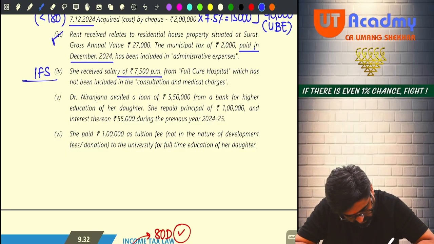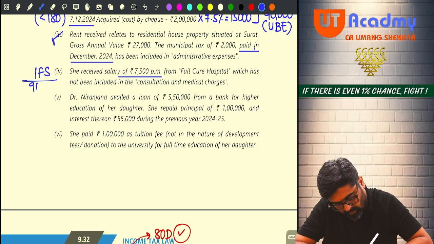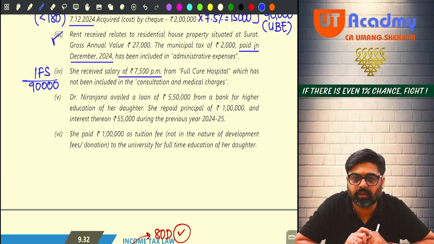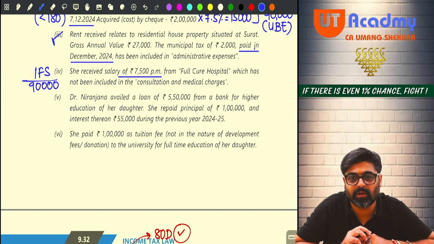7,500 per month into 12 is 90,000. Directly you will bring this 90,000 to salary head. But wait, this will be entirely taxable. Yes, but out of this you will get a standard deduction. Now, it depends on how much standard deduction you are going to get.